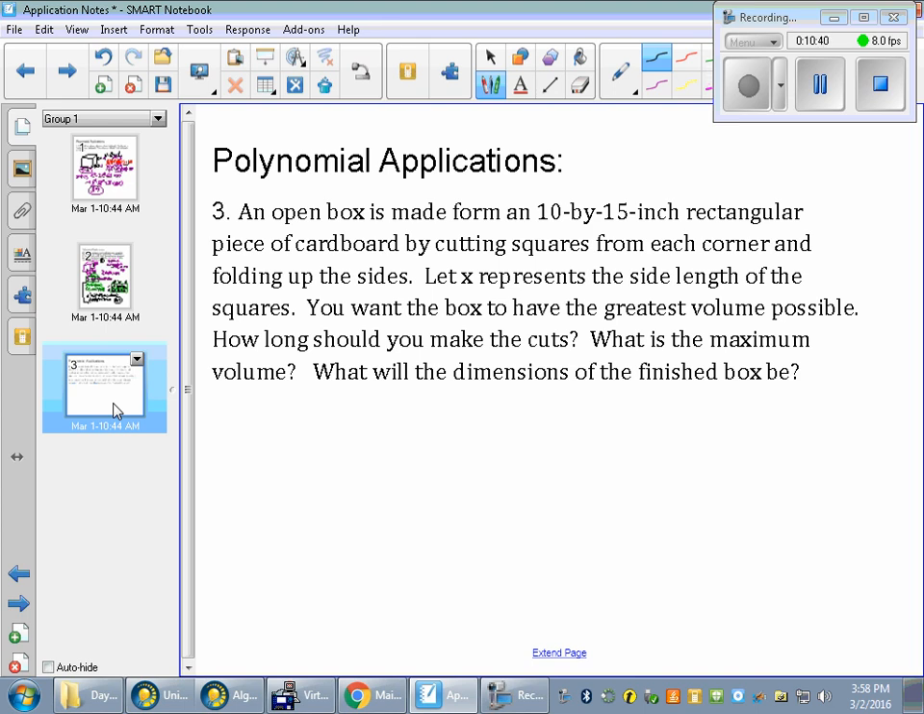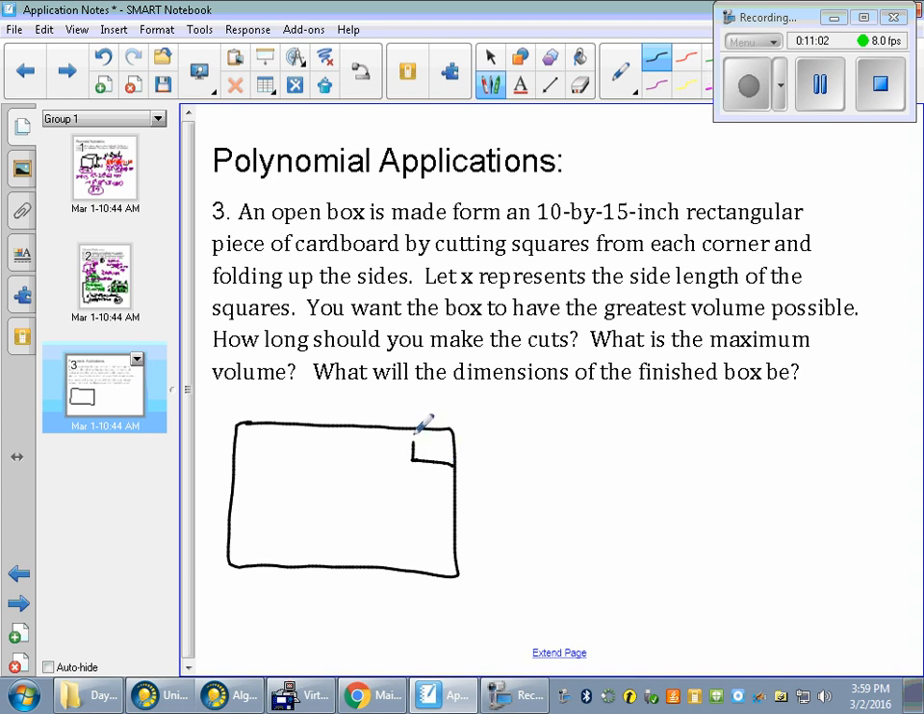An open box is made from cutting a 10 by 15 inch rectangular piece of cardboard by cutting squares from each corner and folding up the sides. So what does that look like? I have a piece of cardboard, a flat piece of cardboard. And I go into this piece of cardboard and I cut out squares from each side.